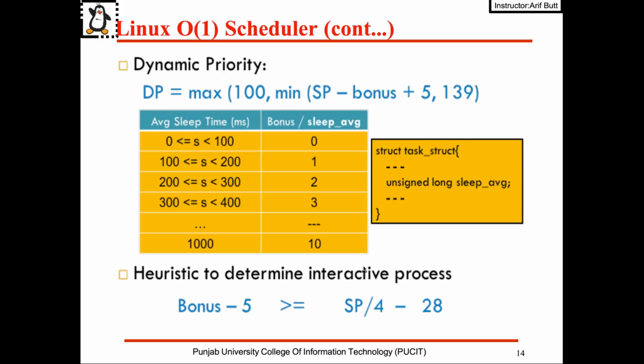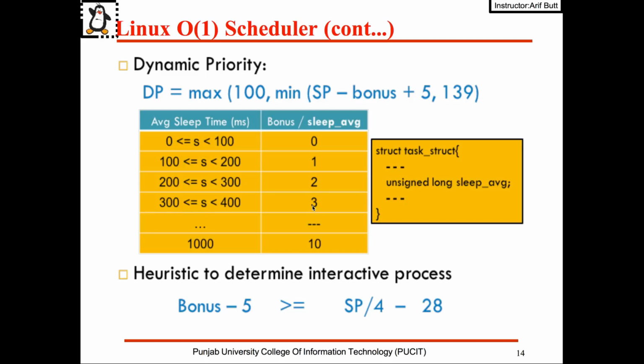Now let us see how the dynamic priority of a process is calculated. This slide shows the formula. The dynamic priority is calculated using this formula. A process which spends much of its time waiting for I/O gets a large bonus value from 0 to 10. If a process has slept for, let's suppose, 100 to 200 milliseconds, it gets a bonus value of 1, and if it sleeps for a time period between 300 to 400, it gets a bonus value of 3. So a value less than 5 means penalty and a value greater than 5 means bonus.